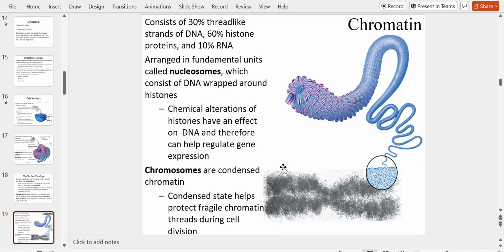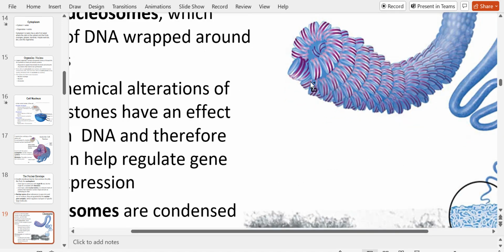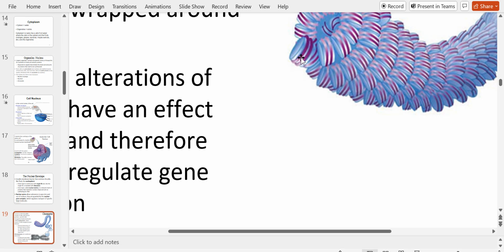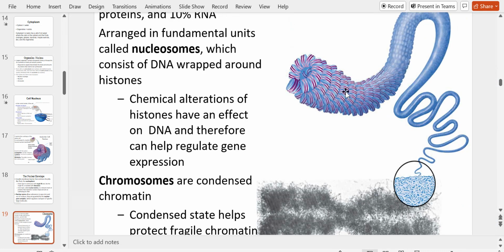The DNA, the chromatin itself, okay, consists of 30% thread-like strands of DNA, 60% histone proteins. These are these little, you can see them here if I zoom in. You see these little round discs right here? Those are what we call histones, and that's what the DNA is wrapped around. And you'll see how many histones there are. There's bazillions of them, right? That the DNA is all wrapped around and protected. Okay?